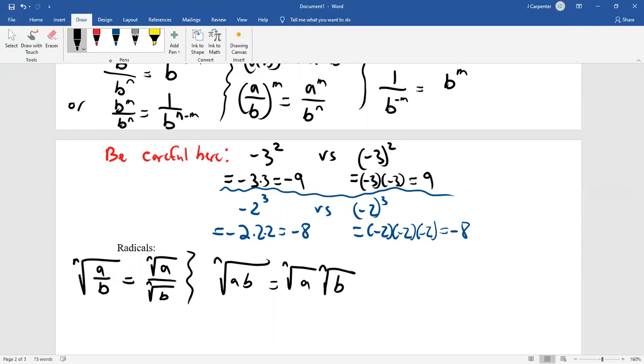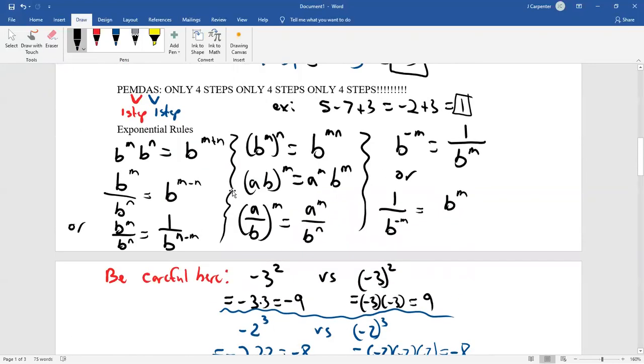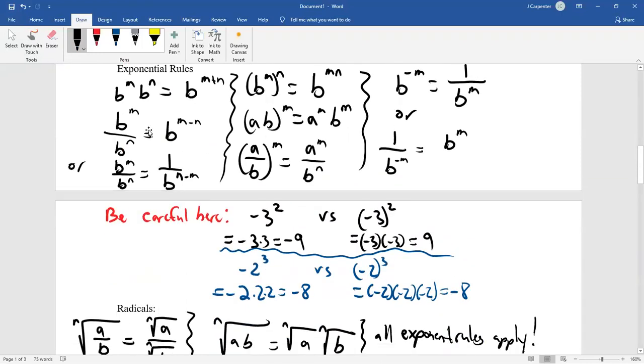And in addition, all exponent rules apply. All of the rules I just wrote earlier apply because radicals are, spoilers, literally exponents. These are the same thing, basically. Radicals are just a different form of an exponent.